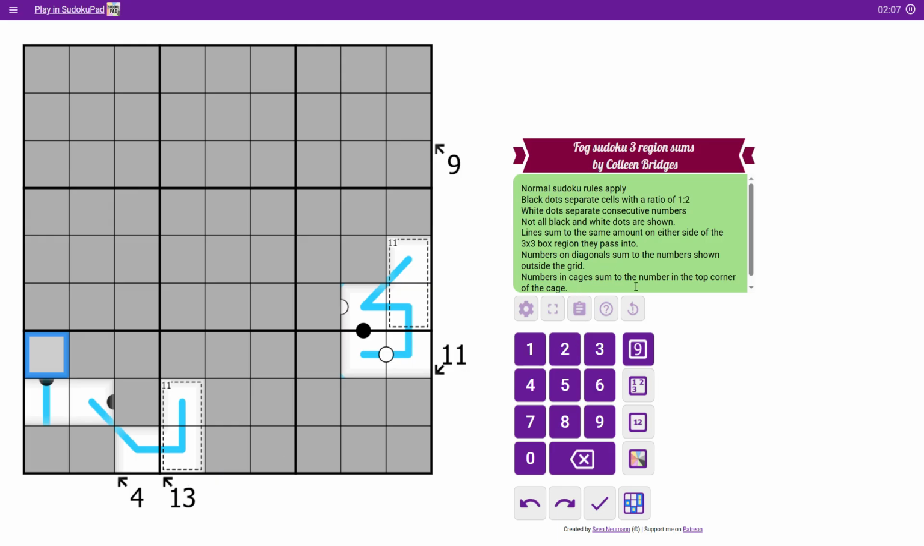What else do we have? Numbers in cages sum to the number in the top corner of the cage. Done that before. So they're the only rules. So it's a relatively simple one. If you'd like to pause the video and have a go at it yourself, there's a link in the description below. And I'm going to do it for you now in case you have any problems.